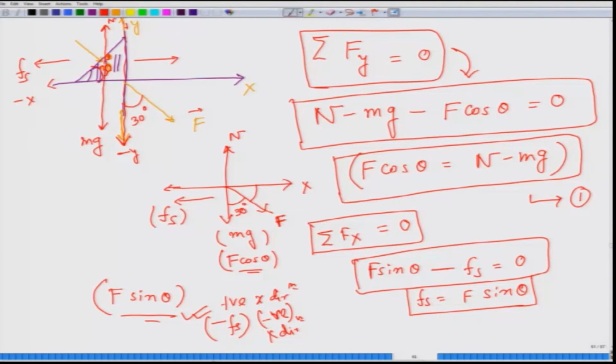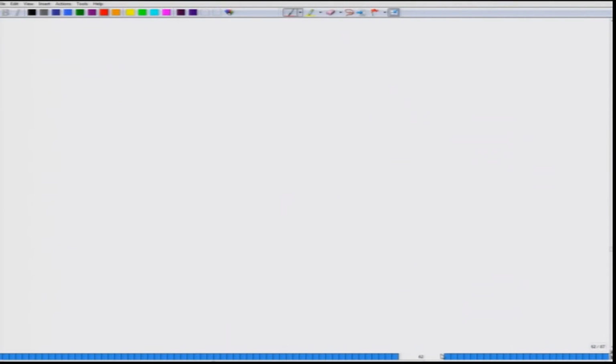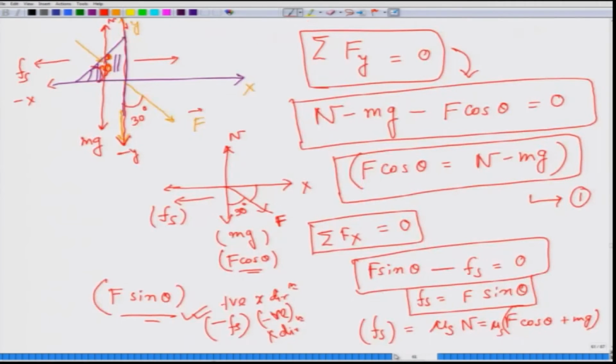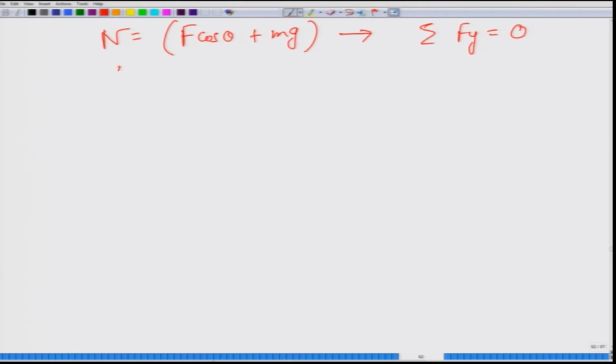Now, we know that the maximum frictional force possible is Fs equal to mu s times N. So, I know that Fs is equal to mu s times N, and from here I can write N to be F cosine theta plus mg. So, I get N equal to F cosine theta plus mg. This I obtained from the summation of all forces along y to be 0. And I got Fs equal to F sin theta, which is from the summation of all forces along x to be 0.